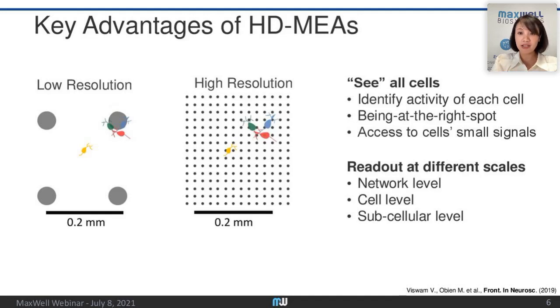Additionally, we have these small electrodes, which allows us access to the cell's small signals. That's why we're able to capture these propagating signals along the axons of each of the cell. With this, we are able to read out across different scales, from the network level, like the whole network activity, to individual cells, cell level, up to subcellular level, which is related to, for example, propagating action potentials along the axons.